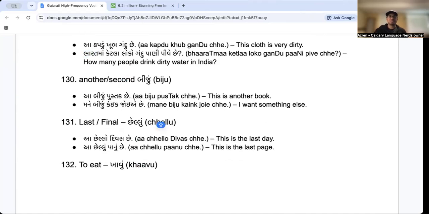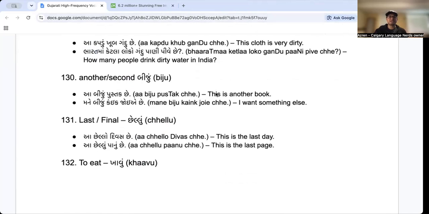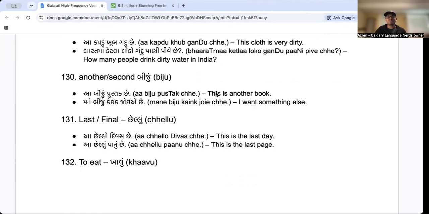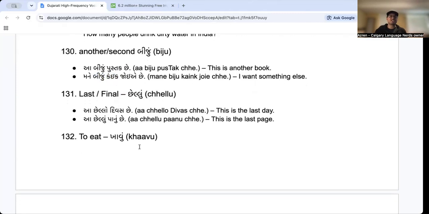Okay, next one here. Biju means another, or it can also mean second. So, Biju pustak che. This is another book. Mane biju kaink joie che. I want something else. Biju kaink, by the way, is like another something. In English, we don't say another something. We say something else.